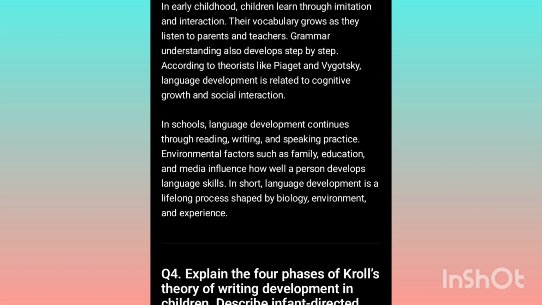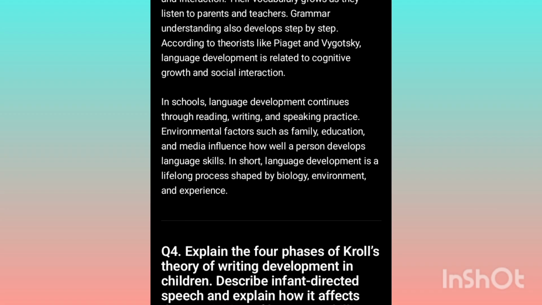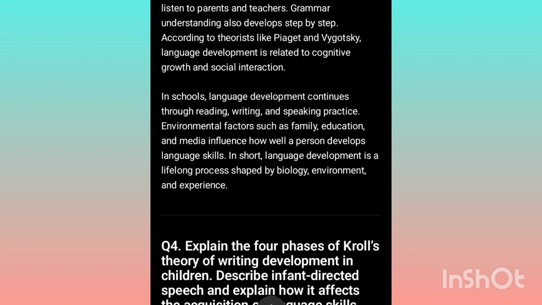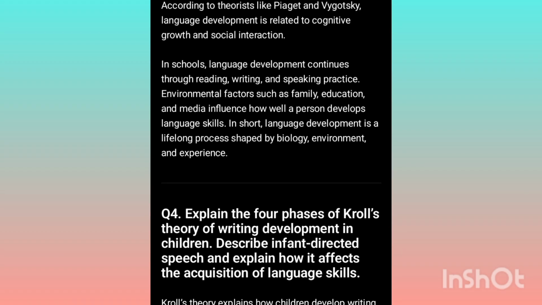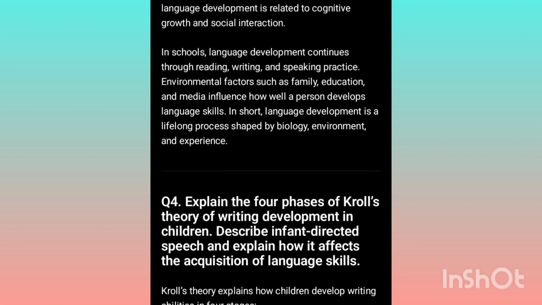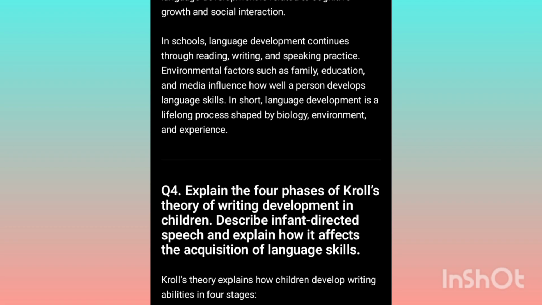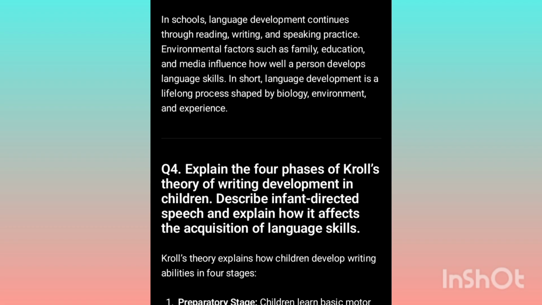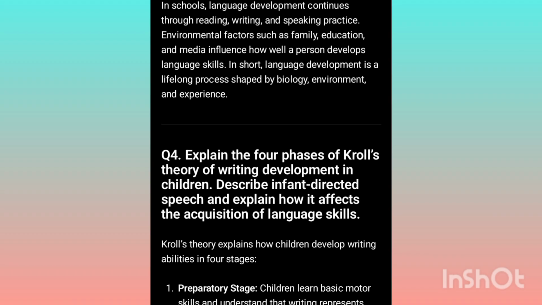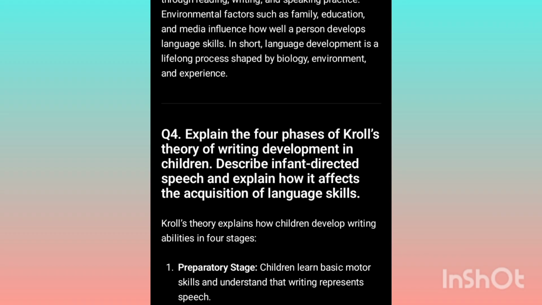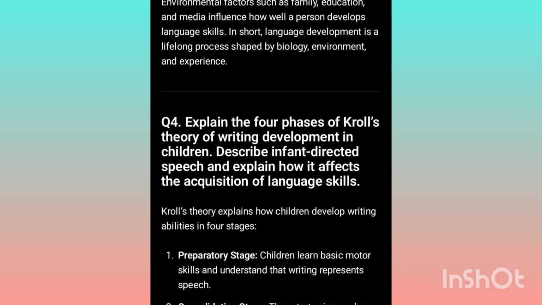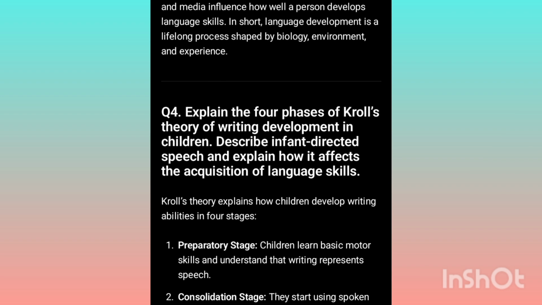According to theorists like Piaget and Vygotsky, language development is related to cognitive growth and social interaction. In schools, language development continues through reading, writing, and speaking practice. Environmental factors such as family, education, and media influence how well a person develops language skills. In short, language development is a lifelong process shaped by biology, environment, and experience.